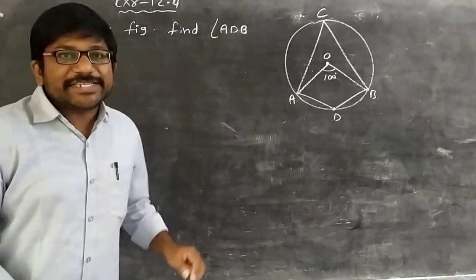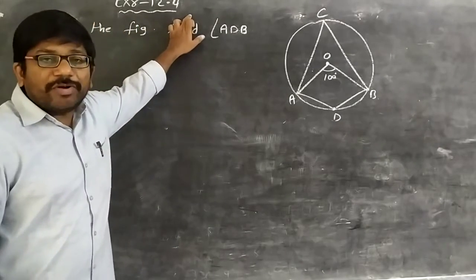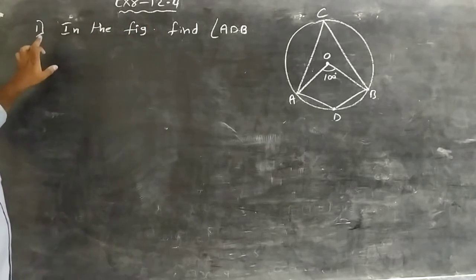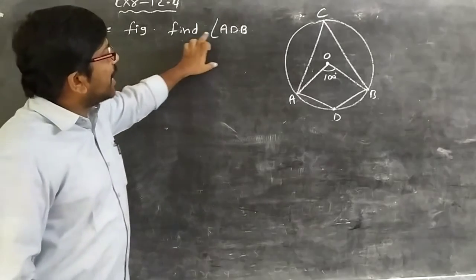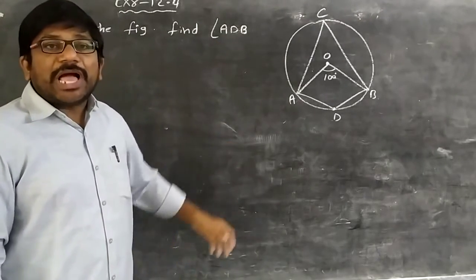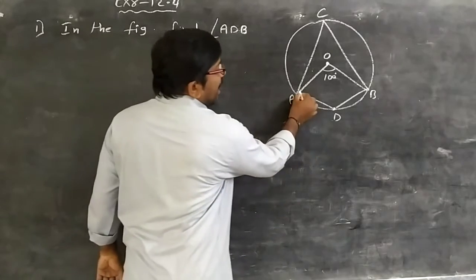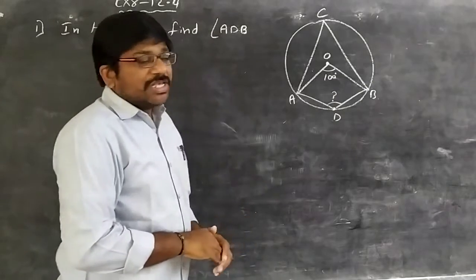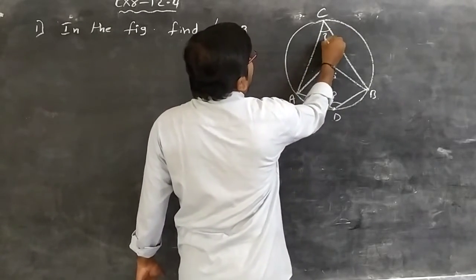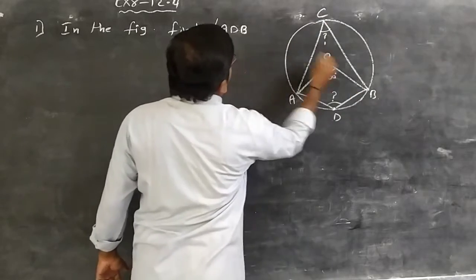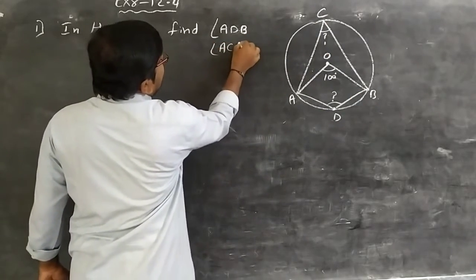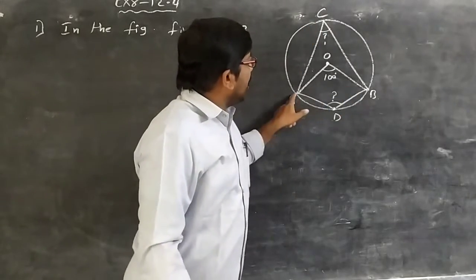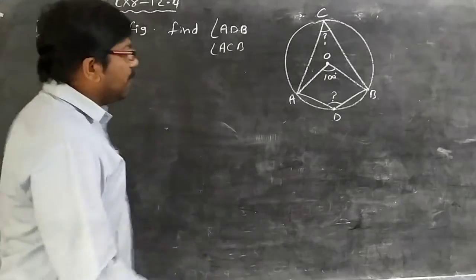Yes, next let us go for exercise 12.4. In this 12.4, the first problem, observe carefully. In the figure, find angle ADB. Here we have to find angle ADB, and also find angle ACB. We have to find these two angles, angle ACB and angle ADB, right? Observe carefully.